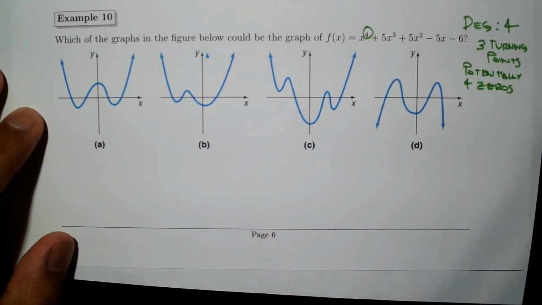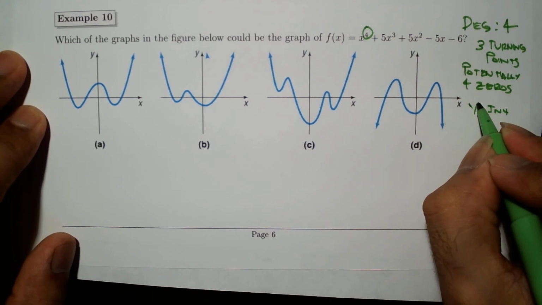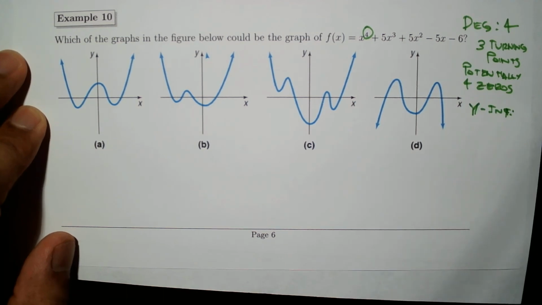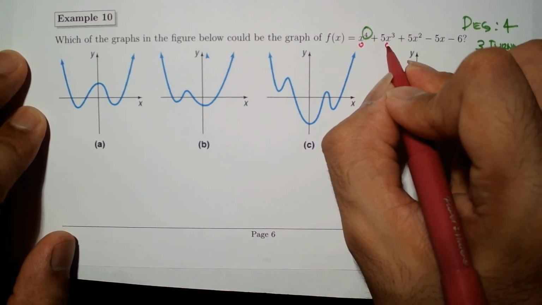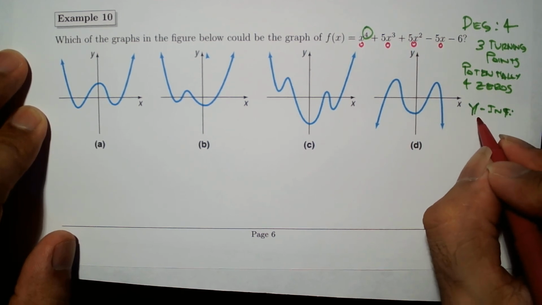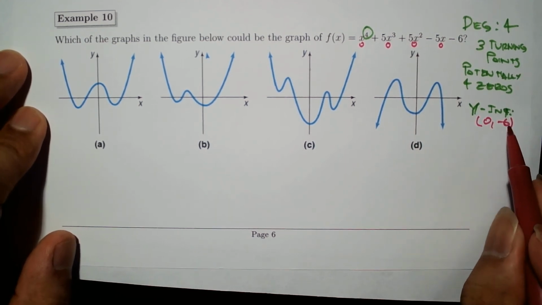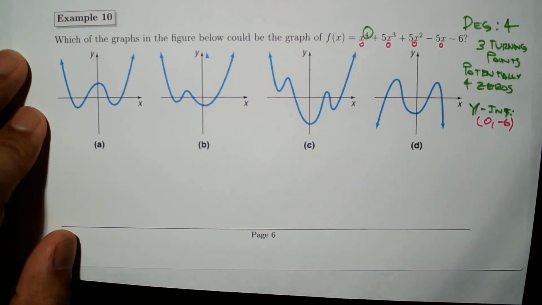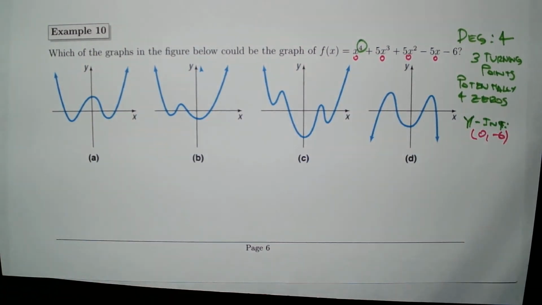All right. However, we can find out what the y-intercept is. The y-intercept is obtained from plugging in 0 for x. 0 to the 4 plus 5 times 0 cubed, that's going to be 0 plus 0 minus 5 times 0 minus 6. So the y-intercept is 0 minus 6, which is -6. So this graph is going to cross the y-axis below, in the negative region. So let's gather all this information and compare all these 4 graphs with that information.